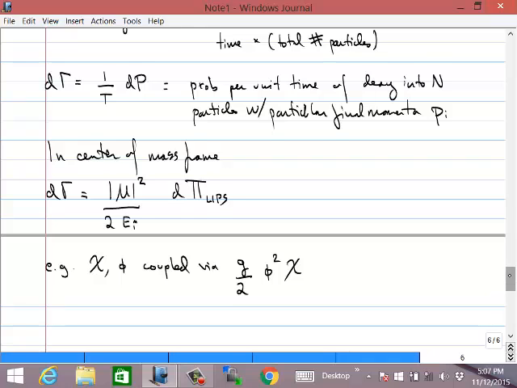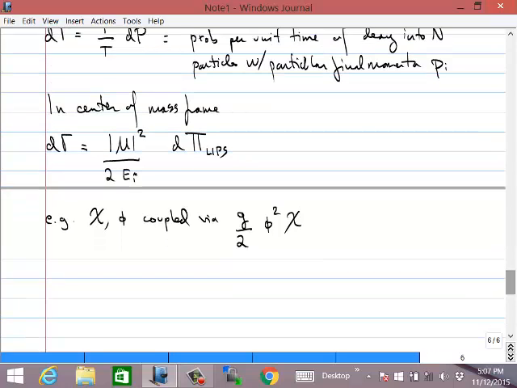Then what sort of processes would you expect could arise because of this interaction term? Well, you'll have a decay. So, for example, the chi particle will be able to decay into a pair of phi particles. And without even going through any of the details, you can immediately see that the decay rate of the chi particle is going to be proportional to the coupling squared, coming from Feynman diagrams like that, where you have one chi particle that splits into two phi particles.